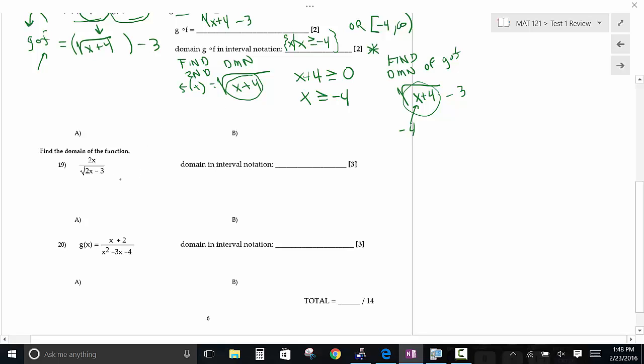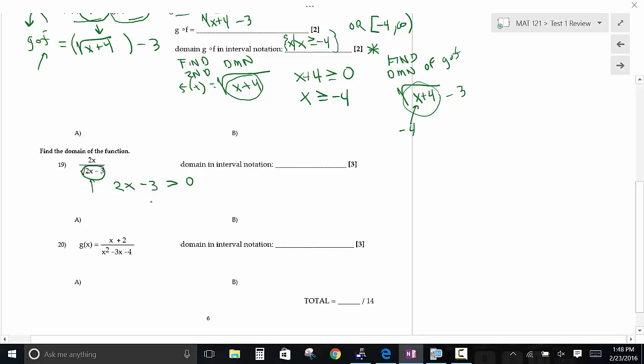So again, with this number 19, the problem is the radical. What kind of number needs to be under a radical? 0 or positive. However, is it okay on this problem to have 0 in the denominator? No. You got to be careful on this problem. So it's slightly different than the last one. You got to set it greater than 0. It can't be 0 because it's in a denominator. Does that make sense? Okay, got to pay attention.